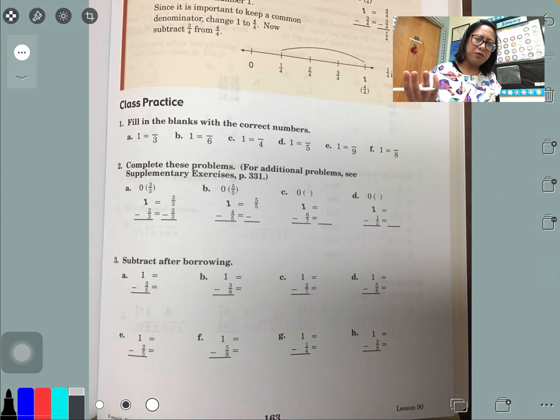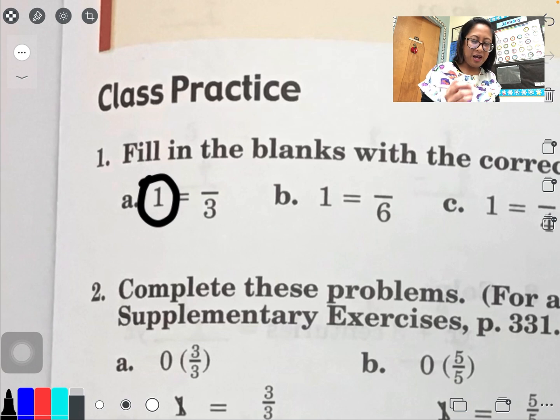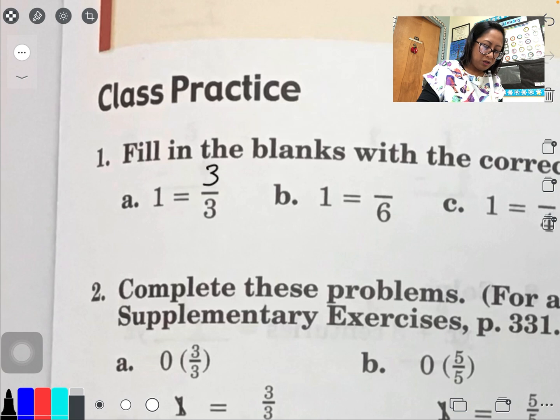So let's recall some information we learned yesterday. If I'm going to make 1, I need to make sure my fraction is improper. That means either the numerator is bigger than the denominator, or my numerator and my denominator are the same. In this case, to make 1, my numerator and denominator need to be the same. So here, my numerator will be 3 because 3 divided by 3 equals 1.